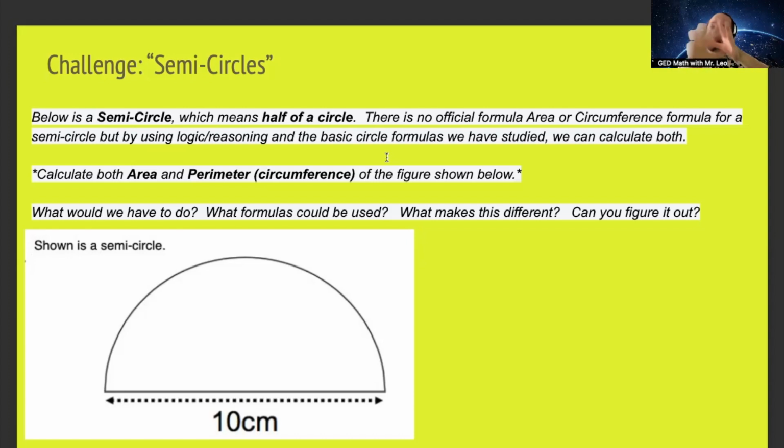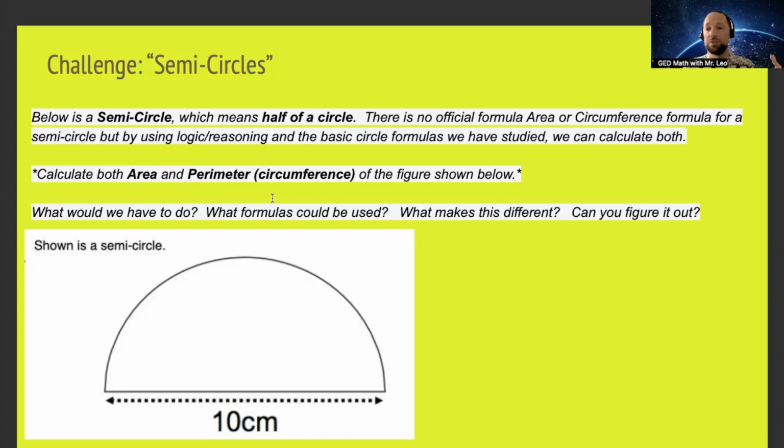Meaning, what's the area inside the shape? That's one answer. And what's the distance around the shape? I use the word perimeter as well as circumference because circumference is for a true circle. It's not a true circle, so perimeter is actually a better word to describe the outside of the shape.